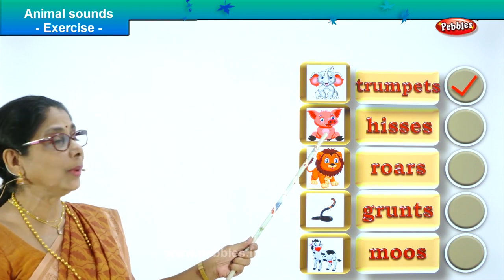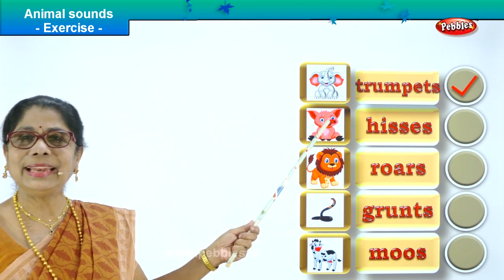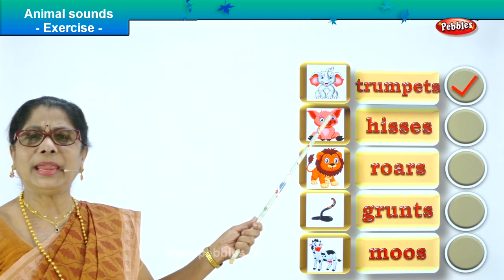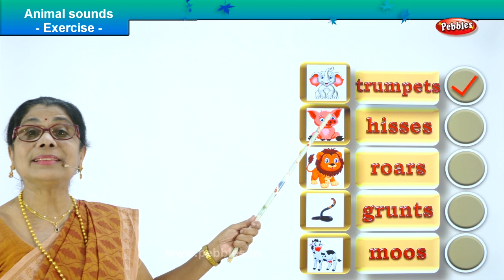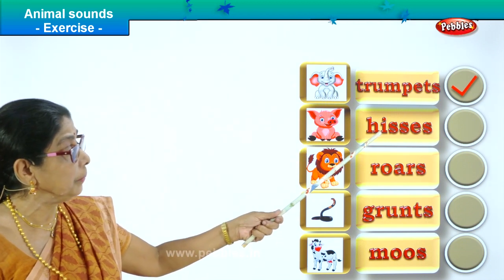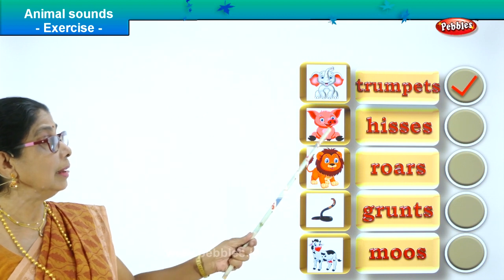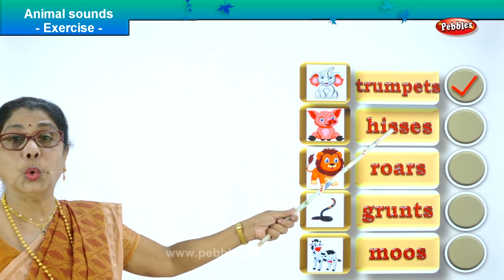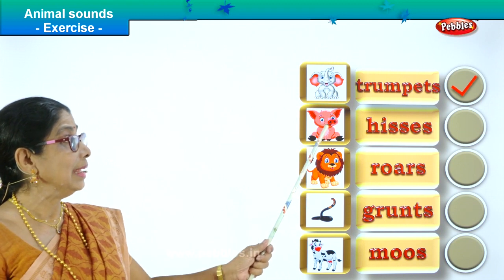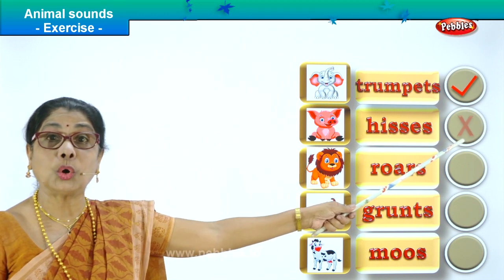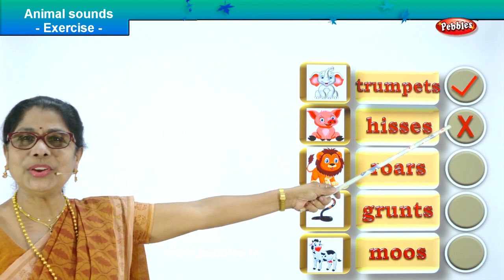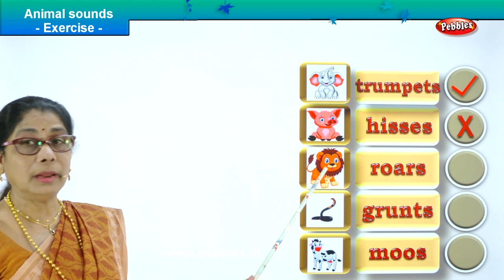Let's look at the second one. Who is this? Little pig. What is the sound made by the little pig? The pig's grunt. Yes. Is that what is given here? No. Here it says, pig hisses. Who hisses? Snake. So the pig hisses is wrong. So we put wrong there. Good. Did you enjoy? Let's look at the next animal.